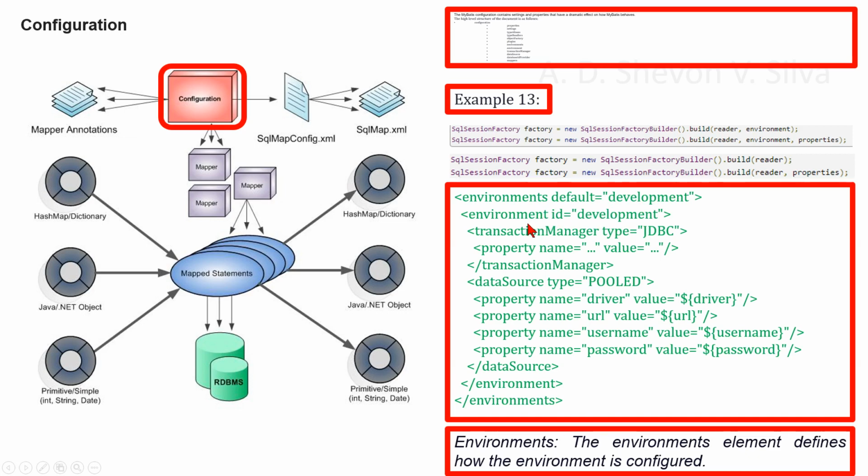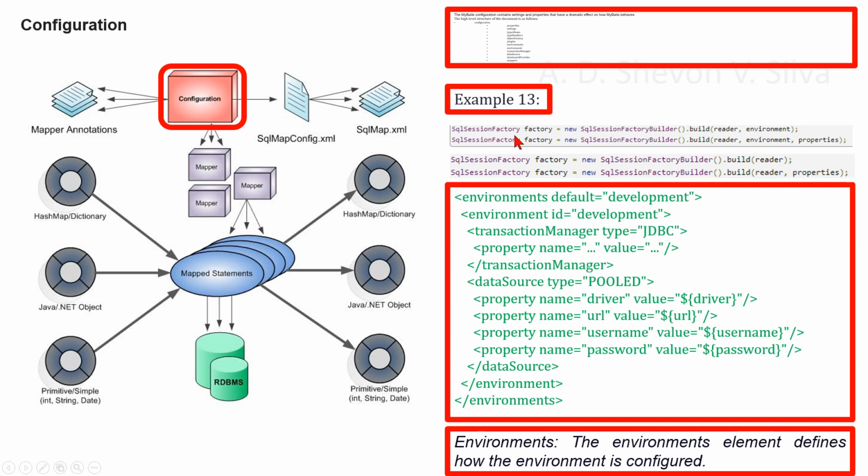test and production environments, or you may have multiple production databases that share the same schema and you would like to use the same SQL maps for both. There are many use cases. One important thing to remember though: while you can configure multiple environments, you can only use one SqlSessionFactory instance.